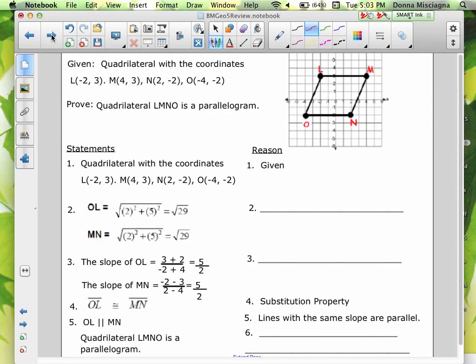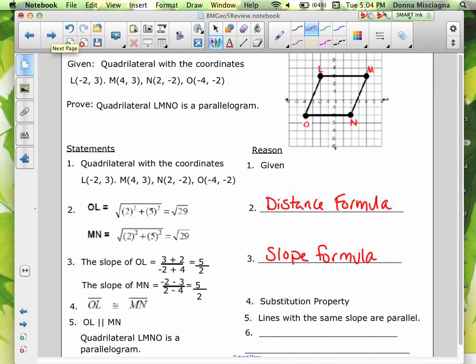Right, so the next thing that we've shown here in our proof is the length of OL. Okay, so OL is the square root of 29 and MN is the square root of 29. And how do we know that that's the length? Because we use the distance formula. You can see it right there, that the distance formula was used to find the lengths of those two segments. The slope of OL is 5/2, and the slope of MN is 5/2. Well, how do we know it's 5/2? We use the slope formula. And that's our justification for step 3.